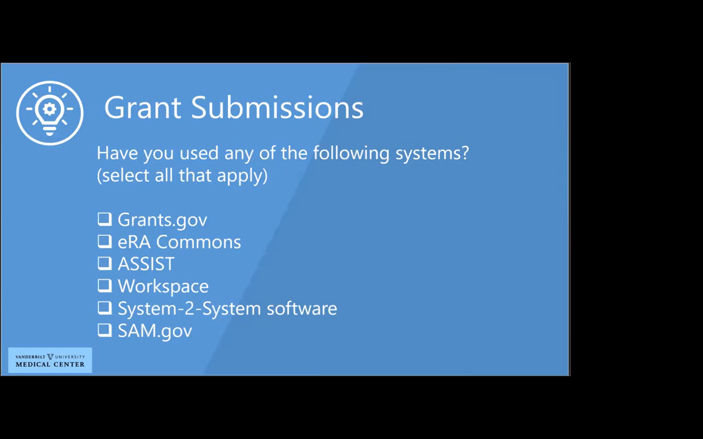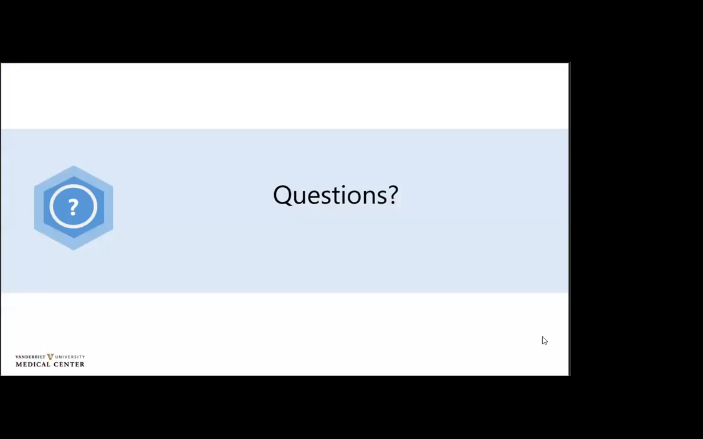Awesome. Looks like a lot of you have used grants.gov and eRA Commons. That's awesome. Some people have used Assist, Workspace, a system-to-system software. Cool. And then SAM.gov. That's great. I'm glad that you guys have experience working with these platforms. Okay. Any questions about submission methods? Okay, I'm going to move on.